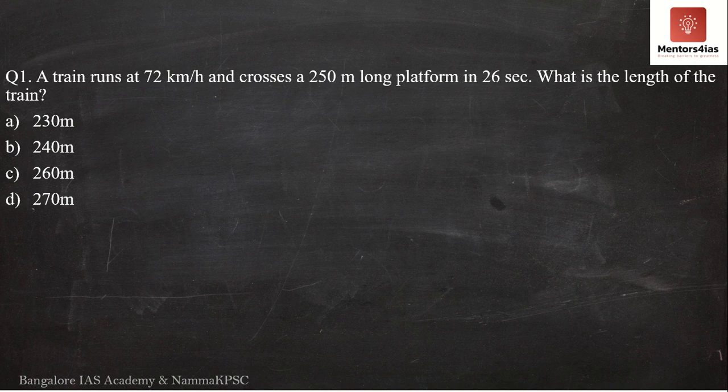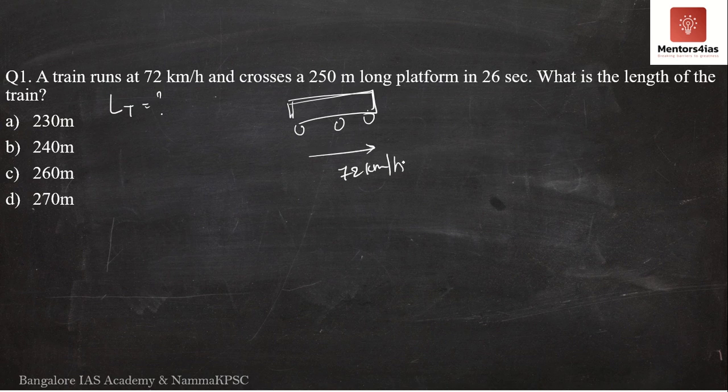The first question says, a train runs at 72 kilometers per hour and crosses a 250 meters long platform in 26 seconds. Then what is the length of the train? The question is asking for the length of the train. It further tells us that there's a train which runs at 72 kilometers per hour, and this train crosses a bridge of 250 meters length in 26 seconds. So what is the length of the train?